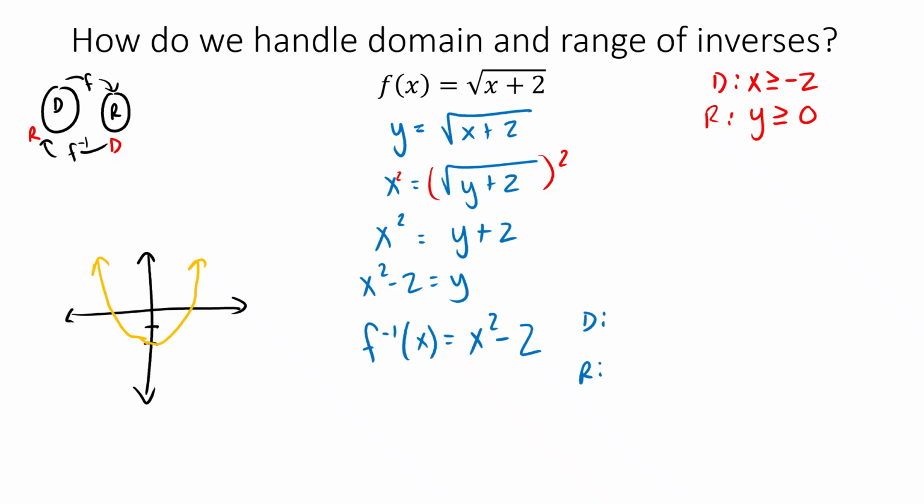And how do I know what that restriction is going to be? Because I'm going to pull it from the original function. So the domain of the inverse is the range of the original. And so domain is x, and then what I'm going to do is pull that greater than or equal to 0 over. And then the range, we're going to pull from up here, and that'll be y is greater than or equal to -2.